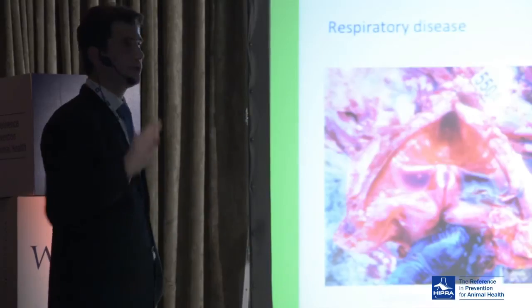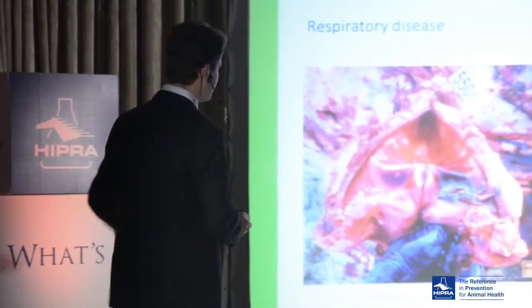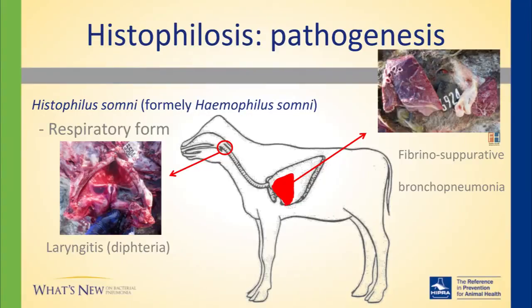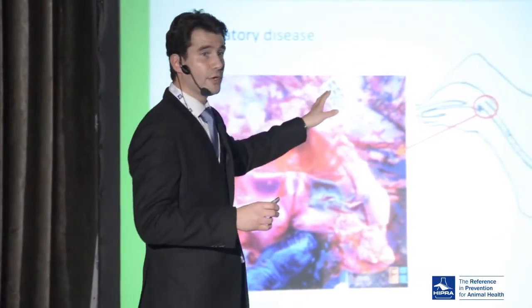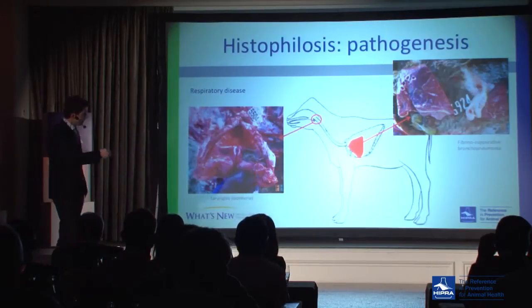Let's now go back to the lesions and the clinical presentation. In the respiratory disease form, what we do observe very commonly is laryngitis, here also called diphtheria. It's not always Fusobacterium necrophorum that is involved here, but we can also have pure culture of H. somni in this kind of lesion. Also, H. somni will create fibrinous suppurative bronchopneumonia, as indicated here.